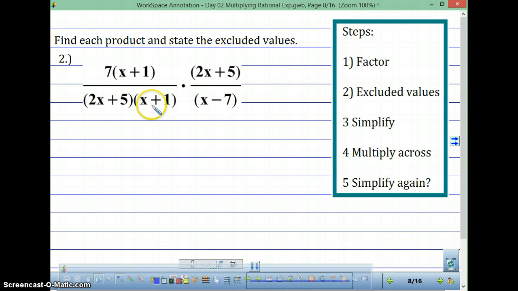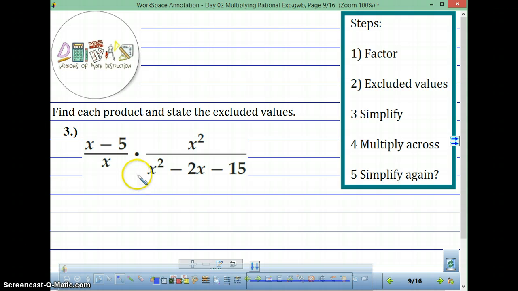Let's try this one. What do you see that we can cross cancel or simplify? Well, we see 2x plus 1s. That's just simplifying, not even cross canceling. So we'll put a 1 up here and a 1 down here. How about the 2x plus 5? Yes, that can go away. That becomes a 1 and this becomes a 1. Now what's left over? I've got 7 times 1 times 1 in the numerator, that's 7. And in the denominator I have 1 times 1 times x minus 7. Good?